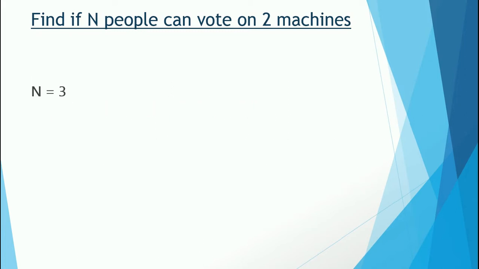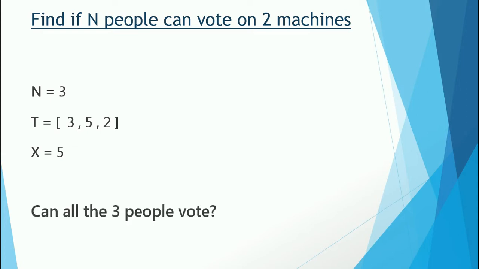So n is given as 3. We are going to use this data. So we have 3 people in line to vote. There are 2 machines, remember, and these are the times. So the first person is going to take 3 minutes. The second person is going to take 5 minutes and the third person is going to take 2 minutes. The value of X is 5. That means the 2 machines are operational only for 5 minutes. They are not going to be operational after 5 minutes from now. So we need to find, can all the 3 people vote?